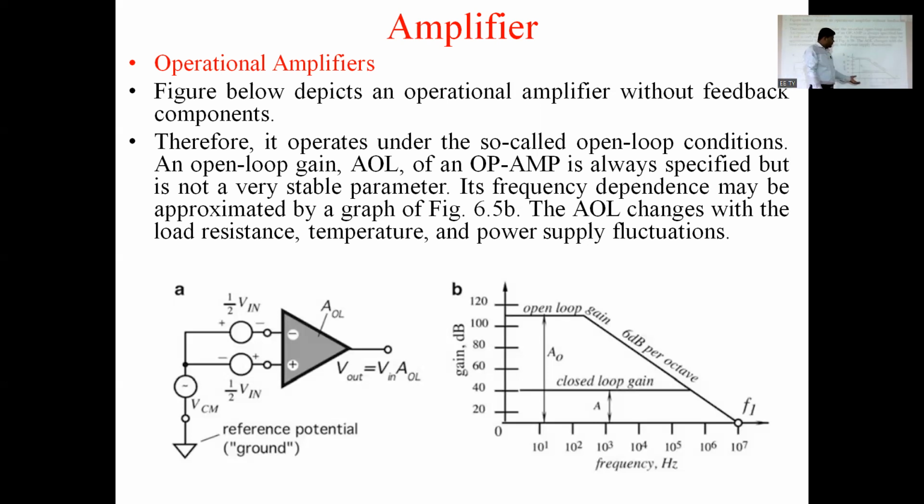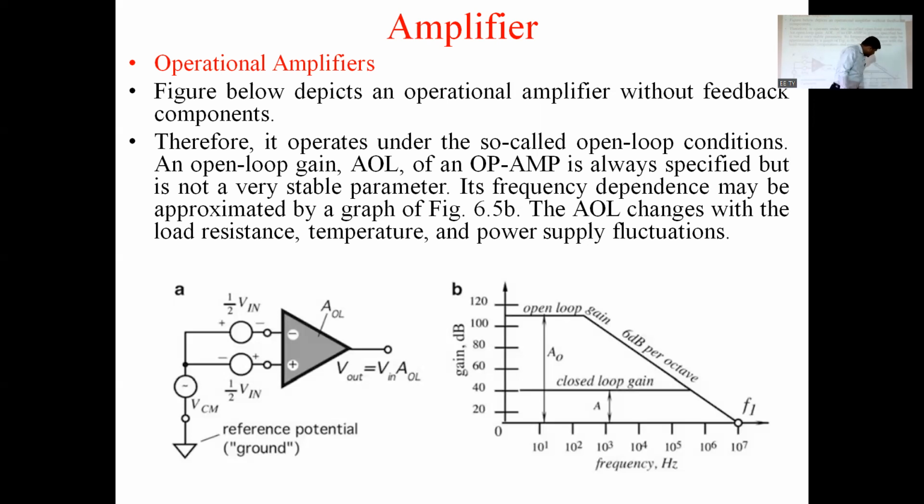This graph shows frequency versus gain characteristics: at how much frequency, what gain is obtained, that is the open loop gain. Up to that frequency, here 10 raised to 3, that is 1000 hertz or 1 kilohertz, the open loop gain remains constant, and after that it starts decreasing.